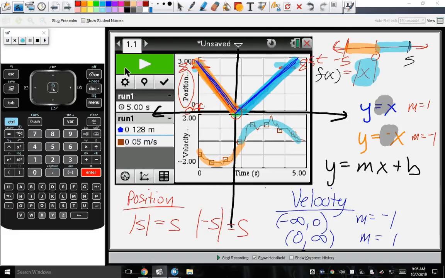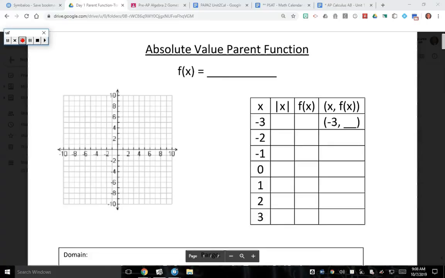Any questions so far? Okay, so distance-wise, the absolute value will always be what? Positive. And it's always representing the distance away from what number? 0. Okay? Alright. So let's go ahead and go to our notes. Alright, so let's go ahead and begin.